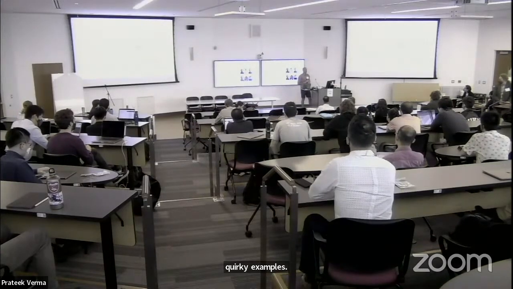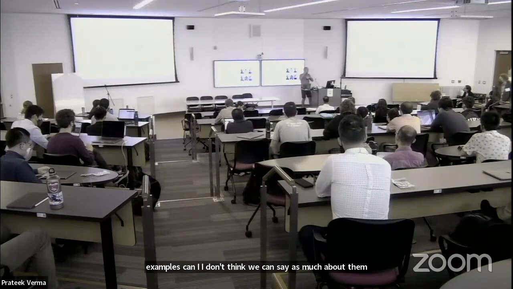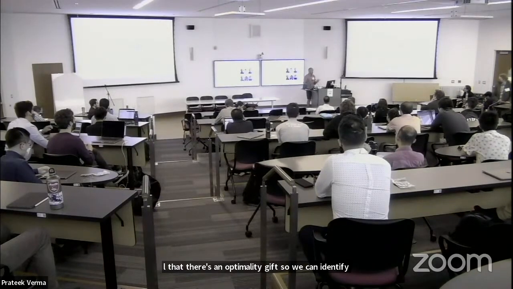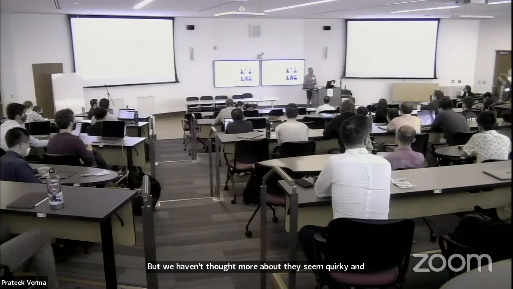I don't think we can say as much about them. I mean, we do have the primal dual solution. We can tell that there's an optimality gap, so we can identify when they happen, but they seem quirky, and we haven't thought more about how to make those particularly better.